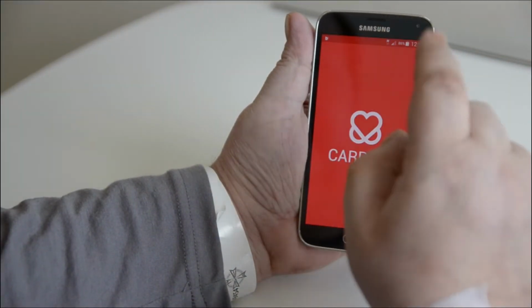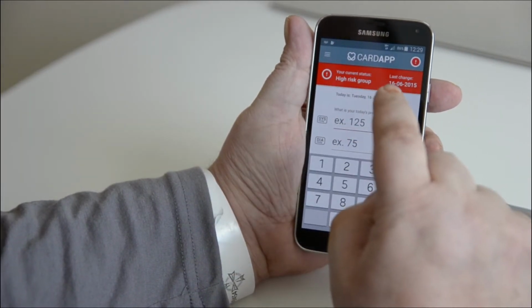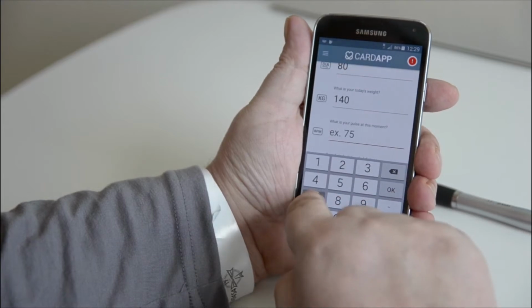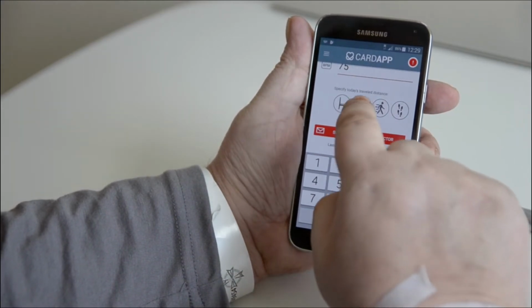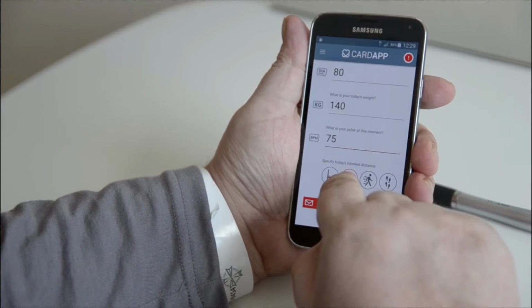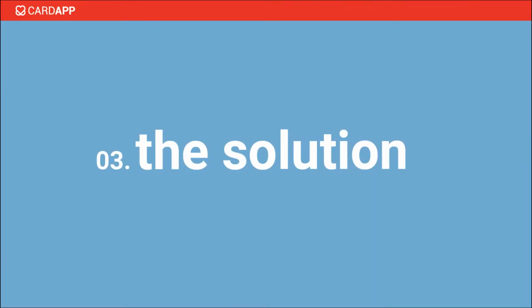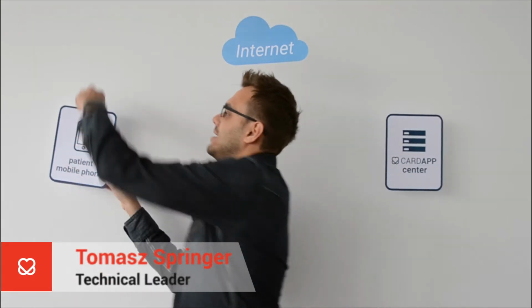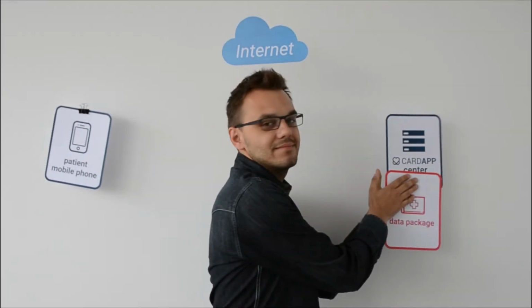In this application, patients can gather health data without any pen or paper. Patients can easily enter the results of tests they conduct at home. Once data have been submitted, the patient sends them to the cloud-based system. Once the patient has completed his daily examination, the data package is created and transferred to the CardApp center.